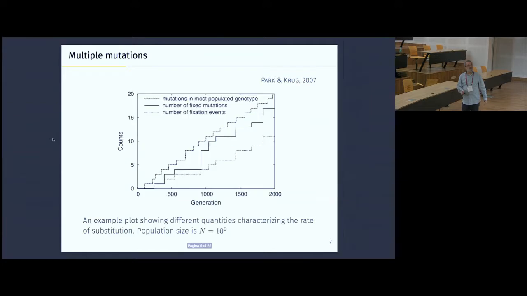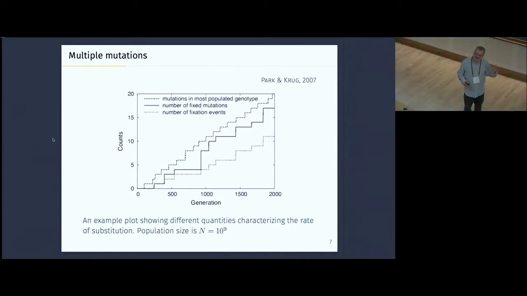I just wanted to show this paper from Park and Krug. The references are in the reading material. So here, this line is the number of mutations in the most populated genotype. Because we cannot really say what the wild type is, we take the most populated genotype. We cannot really say what is the wild type.